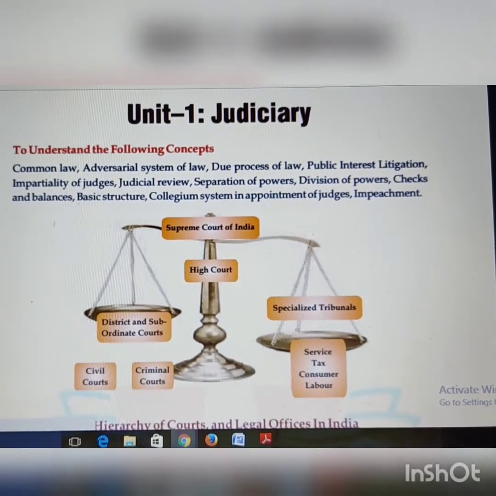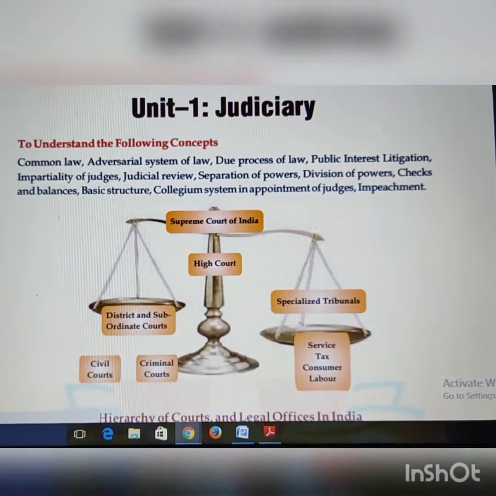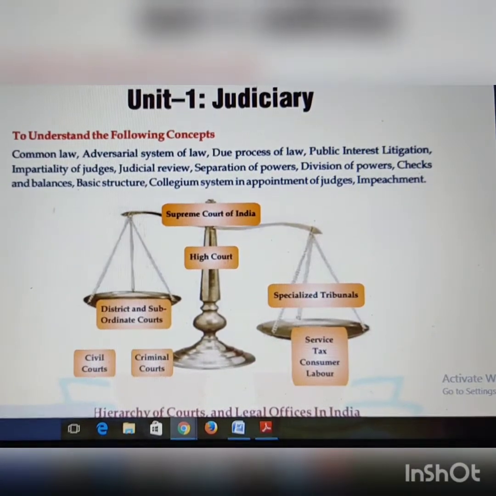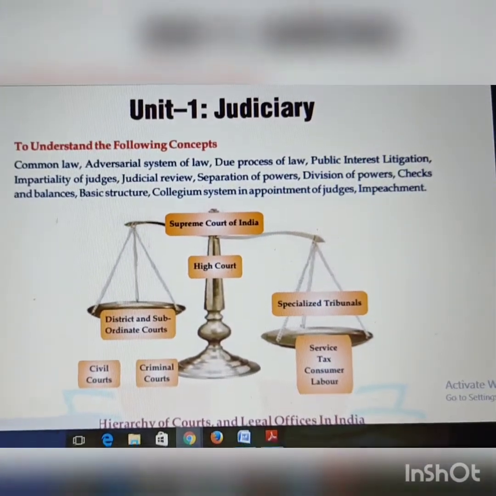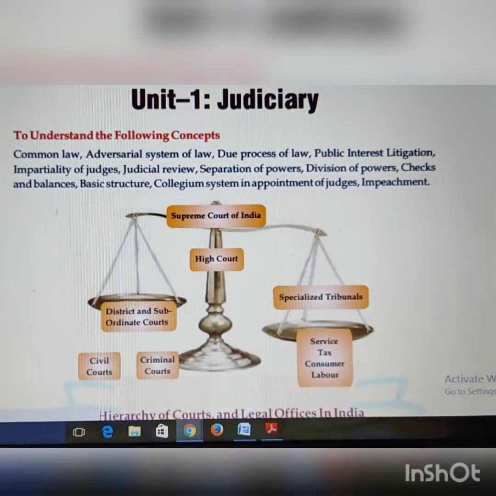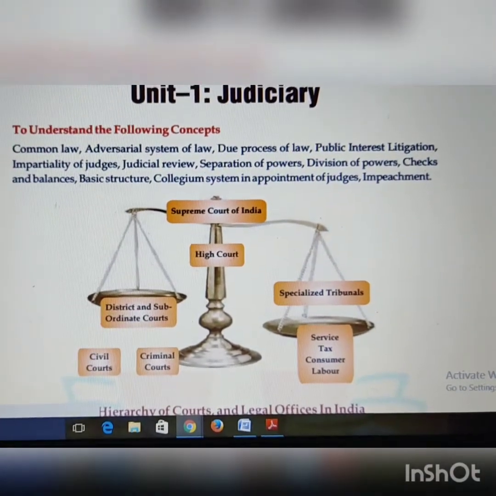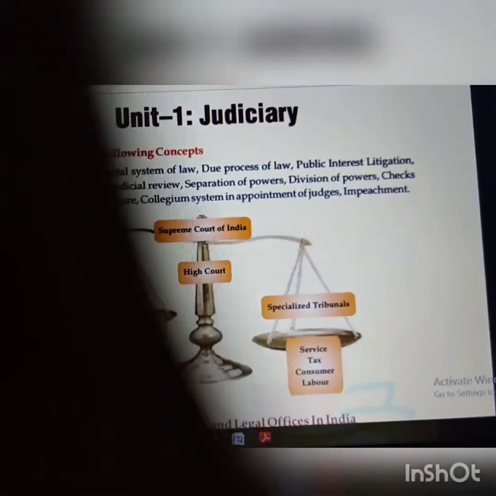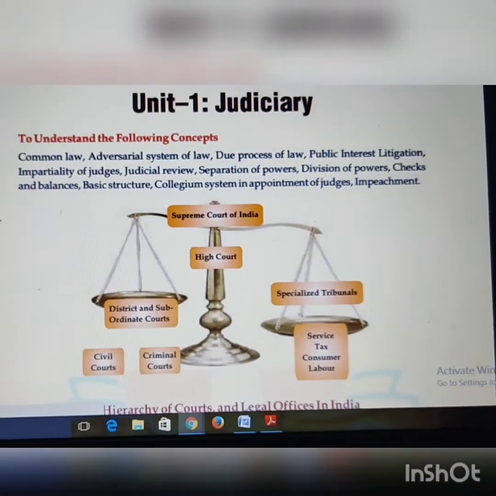Then another category we have at the district level is specialized tribunals. Tribunals are quasi-judicial bodies. Quasi, when it is added before a word, means false or half, okay. The quasi-judicial bodies, that is the tribunals, are made on the basis of the purpose they serve, like service tribunals, tax, consumer and labor tribunals. These are the various tribunals made at the district or sub-district level in our country. Service tribunals serve a particular purpose for which they were made. It can be inferred from the name itself.